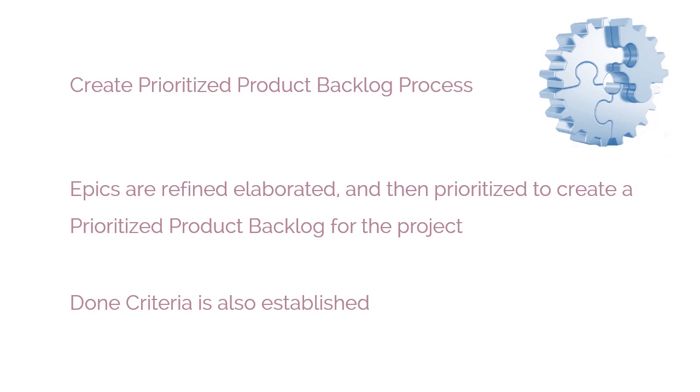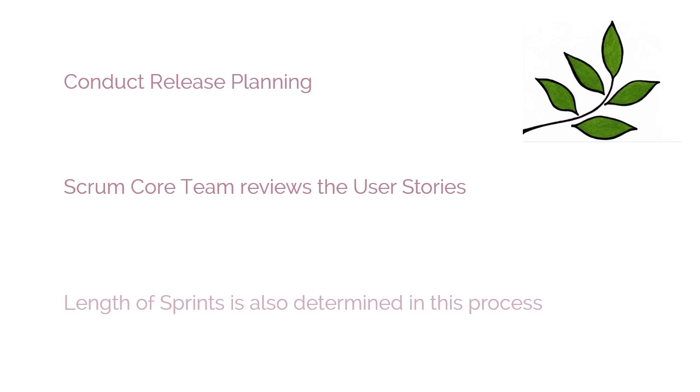The sixth and last process in this phase is the conduct release planning process. In this process, the Scrum core team reviews the user stories in the prioritized product backlog to develop a release planning schedule, which is essentially a phased deployment schedule that can be shared with the project stakeholders. The length of sprints is also determined in this process. We're going to learn about the create project vision process.